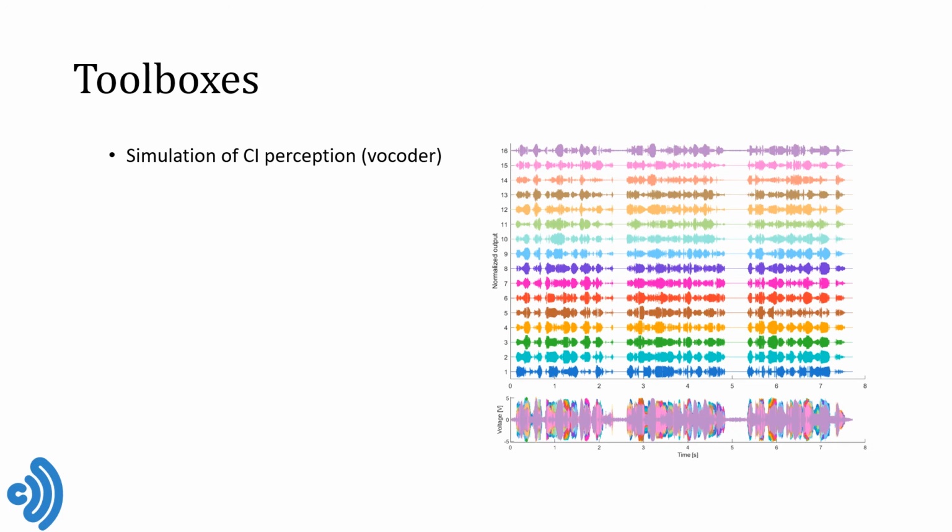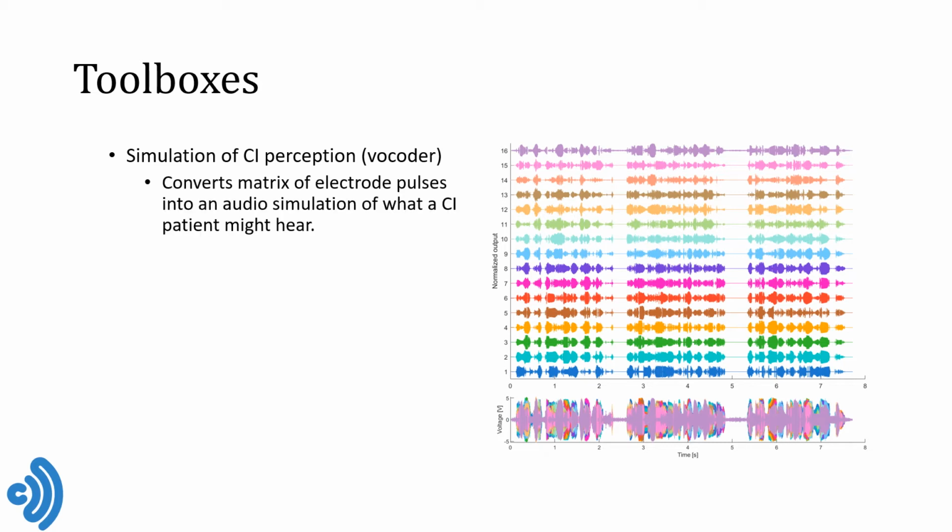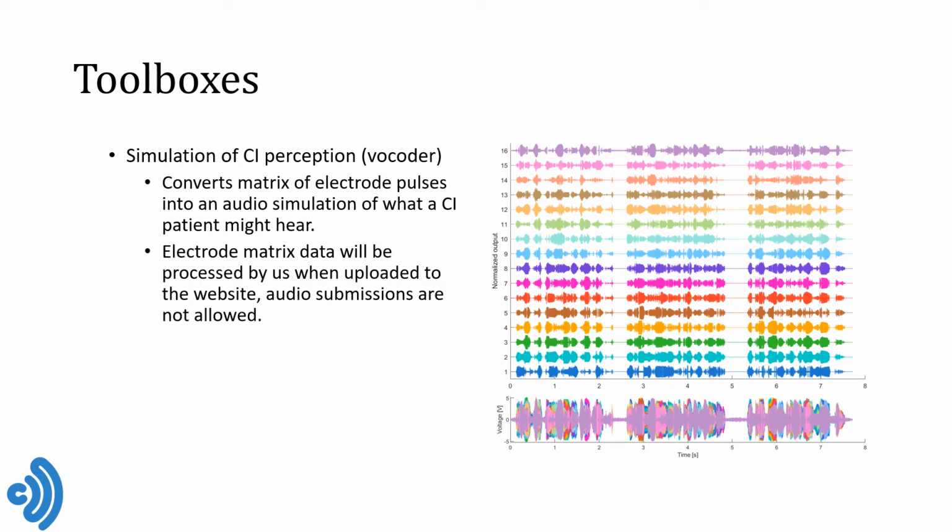The vocoder converts the output of the implant simulator, the electrodogram, which again is a matrix of current amplitudes plotted by the individual channels, shown here on the right, into an acoustic representation of what a real cochlear implant patient might perceive. You can and should use this tool as part of your workflow to evaluate the effects of your novel signal processing on the information transmitted by the implant to the patient. The vocoder can save audio files for your own comparison, but all valid submissions to the hackathon must be the electrodogram matrices, not the audio.